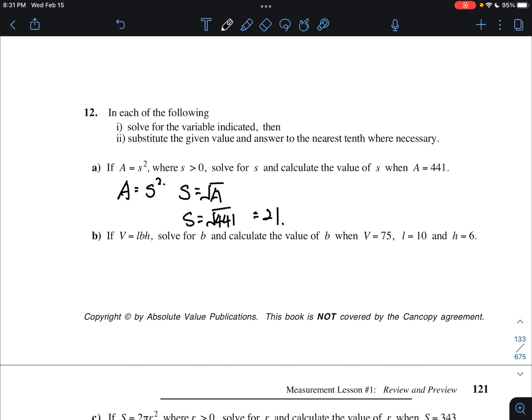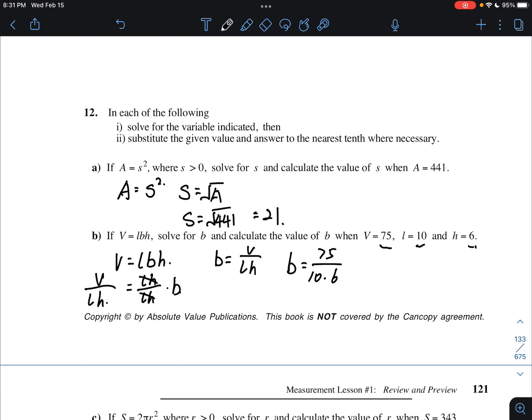And for B, V equals L times B times H, so solve B. So in this way, we need to isolate B first. How could we do that? For the left part, we need to divide by L and H, and for the right part, we need to divide by L and H. So we can cancel LH on the right side, and we can rewrite the equation as B equals V divided by L and H, and then V is 75, L is 10, and H is 6. We put the value here, so B is 75 divided by 10 times 6 equals 1.3.